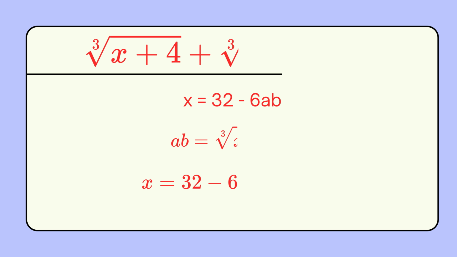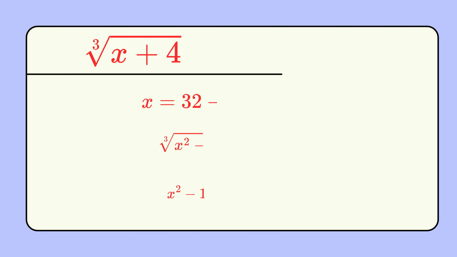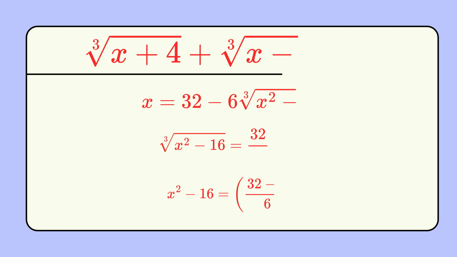Let's now plug ab back into the equation for x. This is our new equation. It has only one variable now, x. Now let's get rid of the cube root. First, isolate the cube root term, then cube both sides.